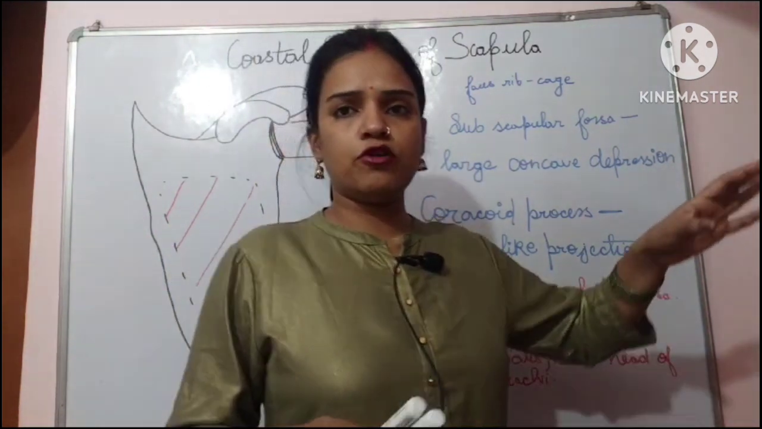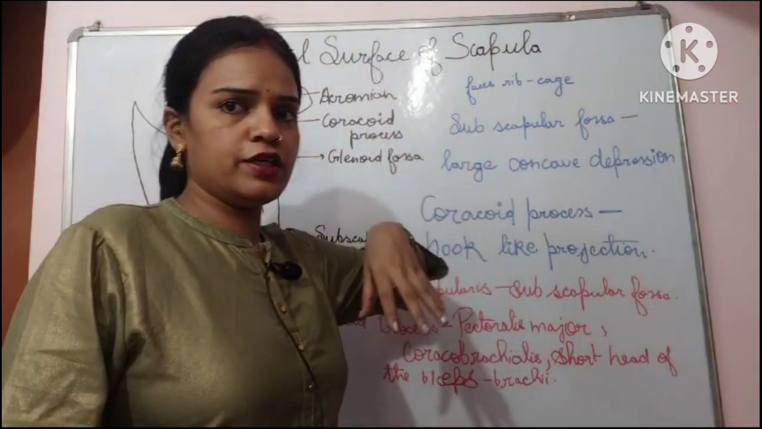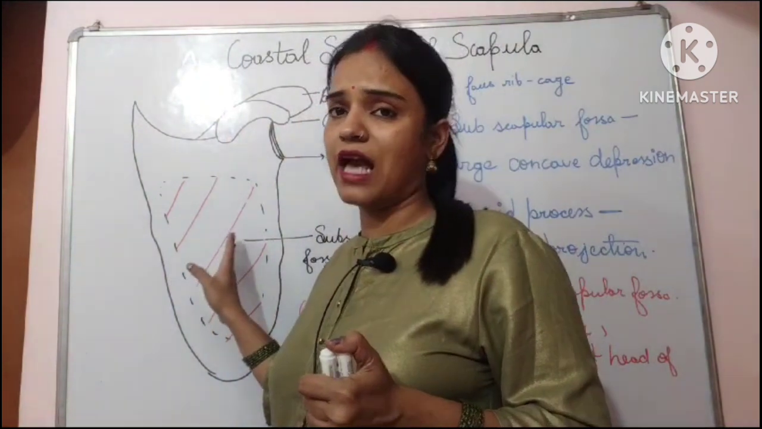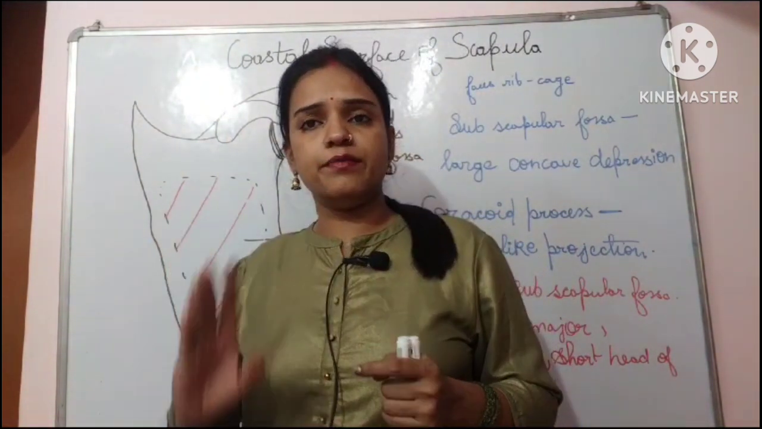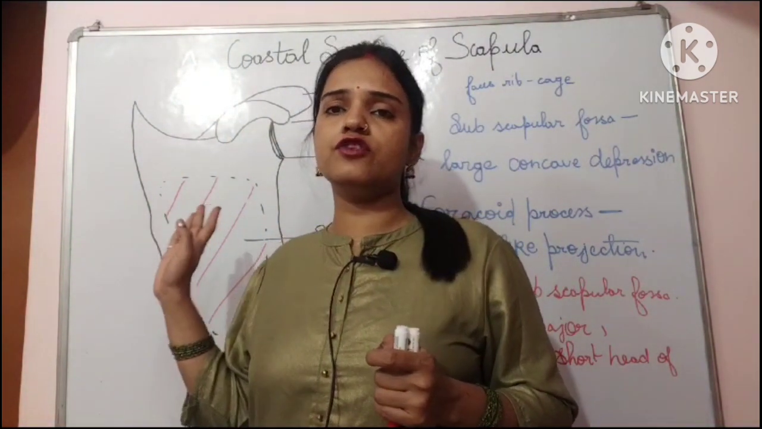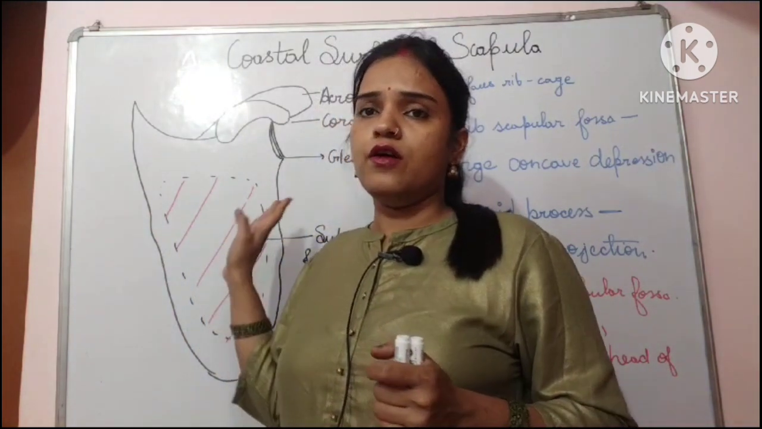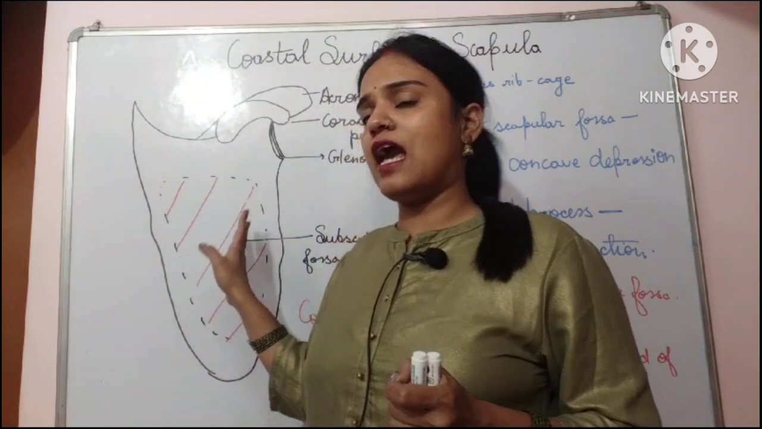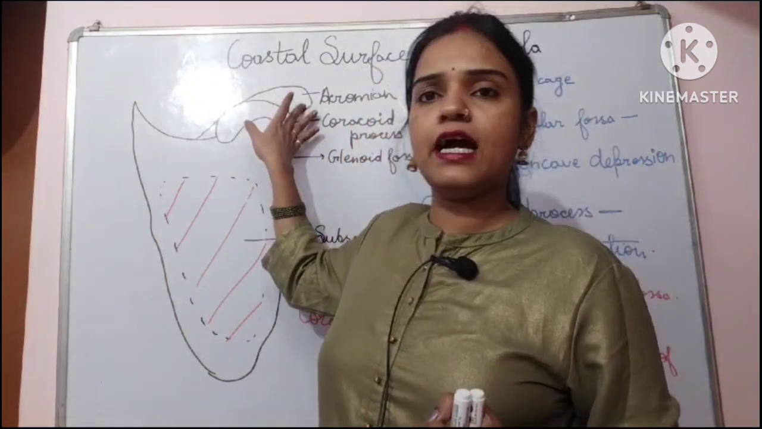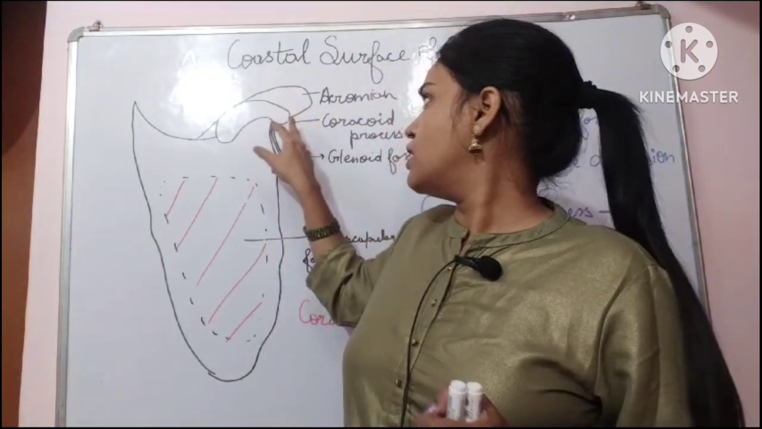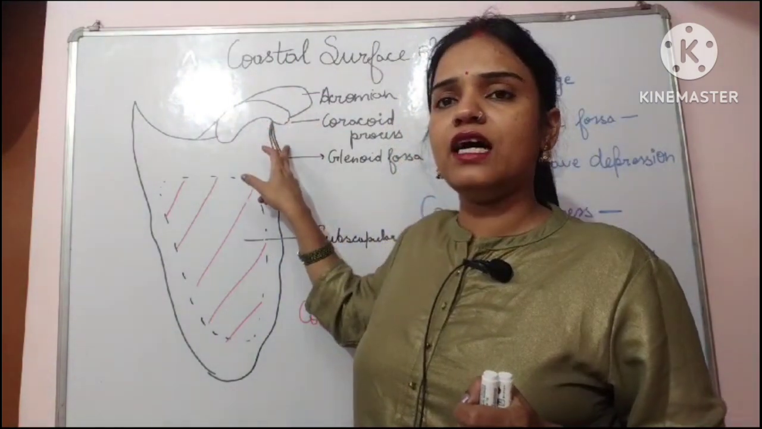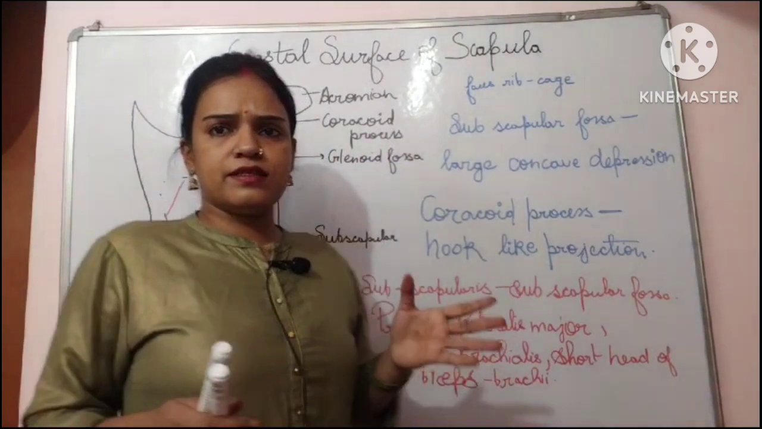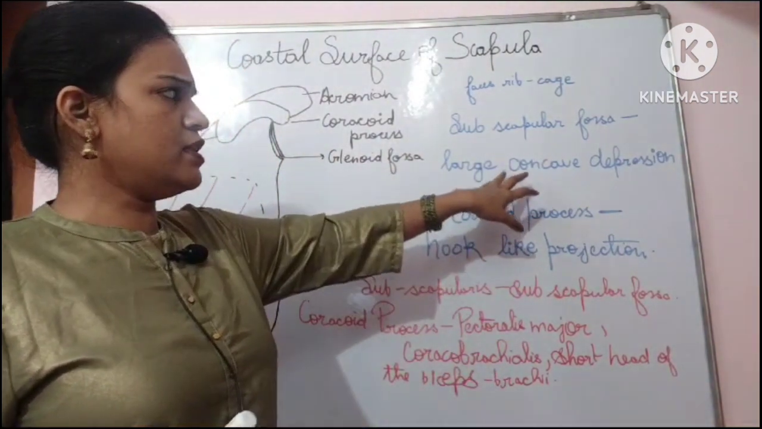Now if we talk about the features of the anterior surface of the scapula, here we can see the subscapular fossa. It is the major fossa which covers most of the anterior surface of the scapula. Also we can see an acromion process here, a coracoid process and a glenoid fossa. So let's see some points in detail.